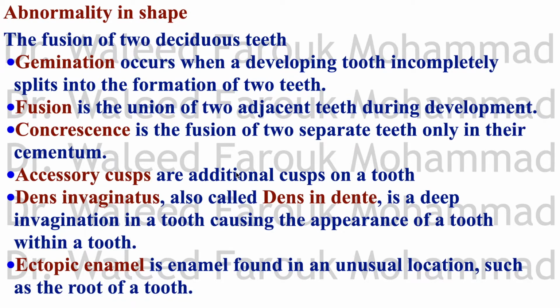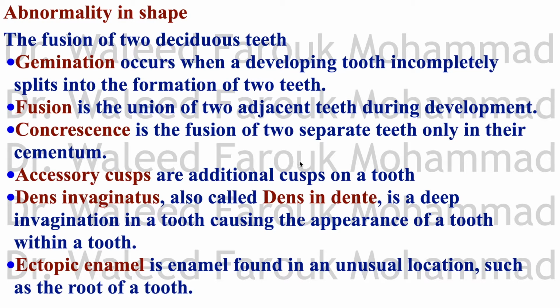Abnormality in shape: the fusion of two deciduous teeth, called gemination, when a developing tooth incompletely splits into the formation of two teeth. Fusion is the union of two adjacent teeth during development. Concrescence is the fusion of two separate teeth only in their cementum.